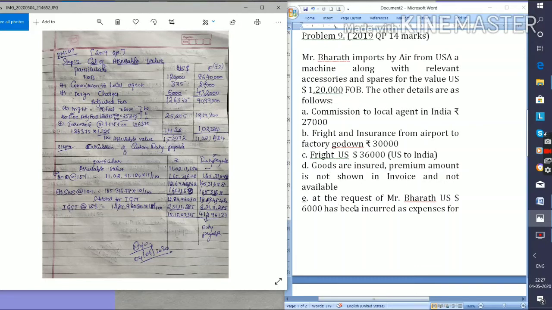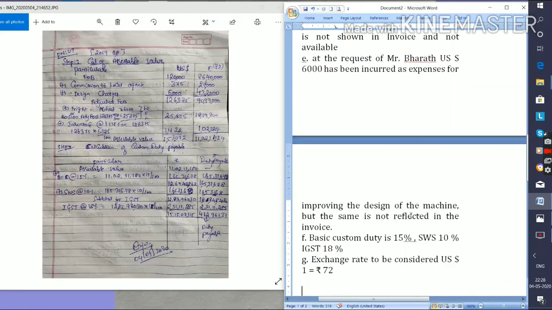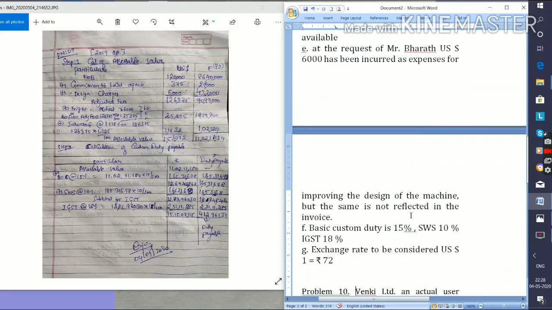Right. Next, at the request of Mr. Bharat, US $6,000 has been incurred as expenses for improving the designs of the machine, but the same is not reflected in the invoice. Right. Here, the importer Bharat is requesting the exporter company to make some designs. So that will be included in the FOB because it again becomes a cost to the exporter. So designing and development charges should be added to the FOB when given in foreign currency, but when it is given in Indian rupees, you should not take it up.